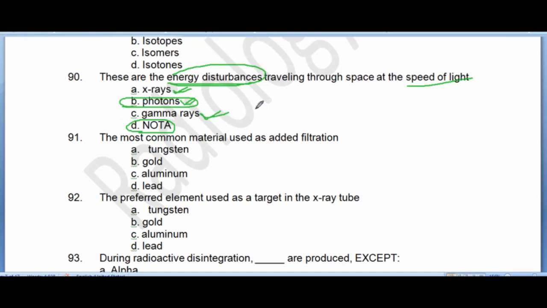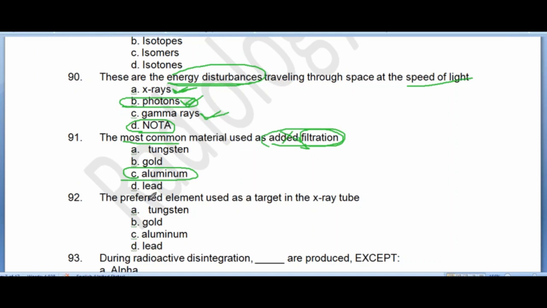So, we have to look for the best answer. So, X-rays, hindi po siya na-define as energy disturbances traveling through space at the speed of light. Ganun din po yung ating gamma rays. So, photons po. Ito po yung definition ng photons. 91. The most common material used as added filtration. So, kahit wala pong added dyan, basta filter, usually or most commonly, yung ginagamit natin na filter is aluminum.